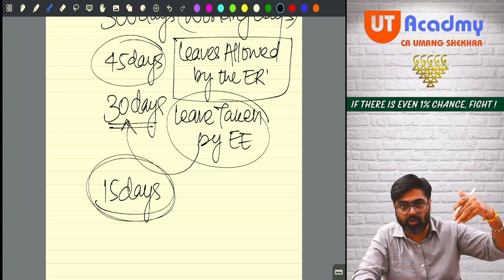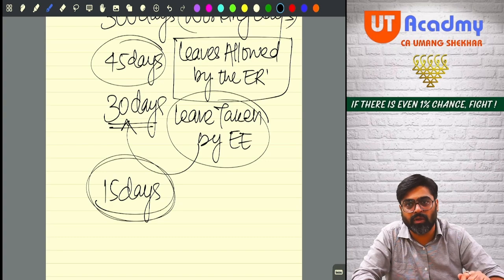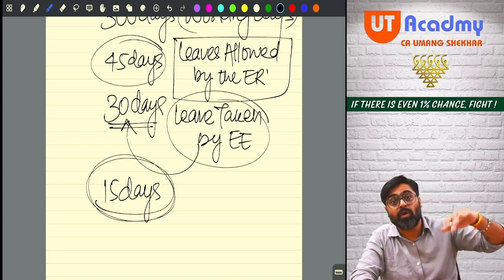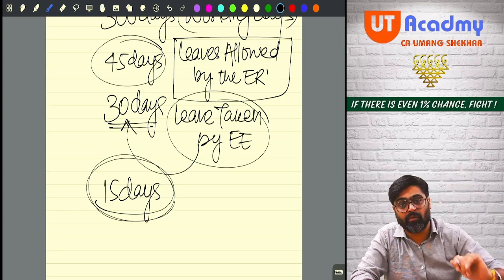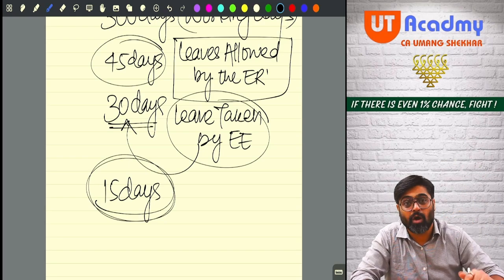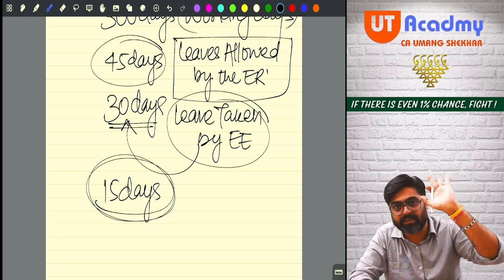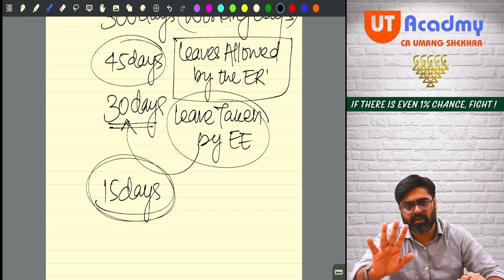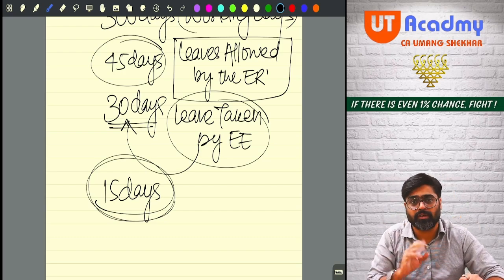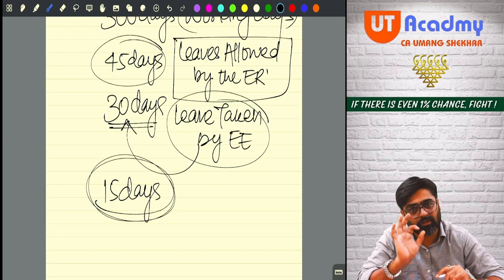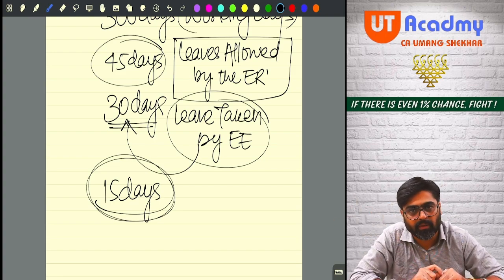Now next year what will happen? Again 45 days, new, fresh 45 days leave will be given. Now out of that, you took 40 days leave next year. How many leaves did you save? 5 days? For that 5 days, encashment will happen in the next year. Every year, take the encashment of the leaves which you are saving. This can be the practice of your employer.